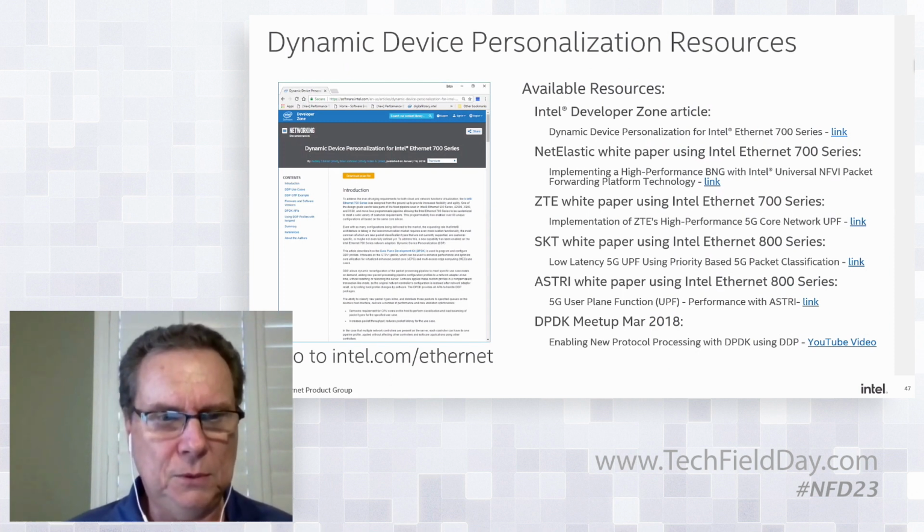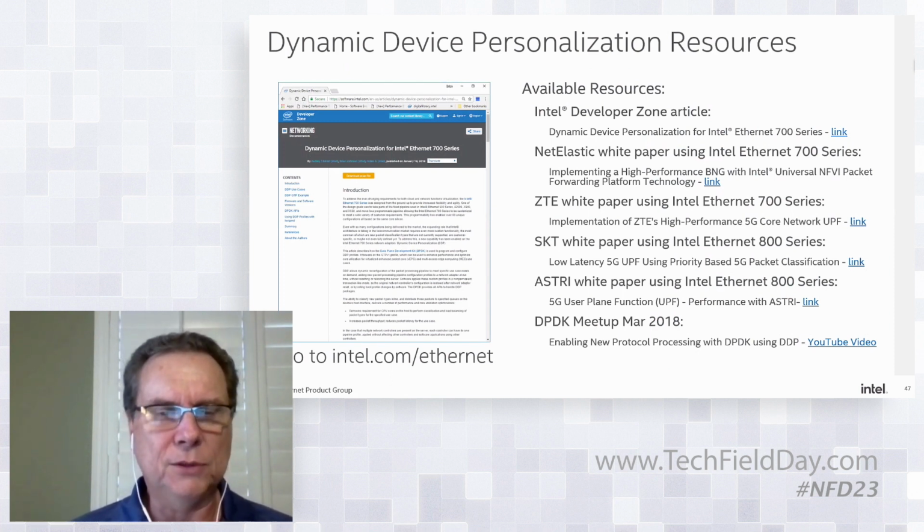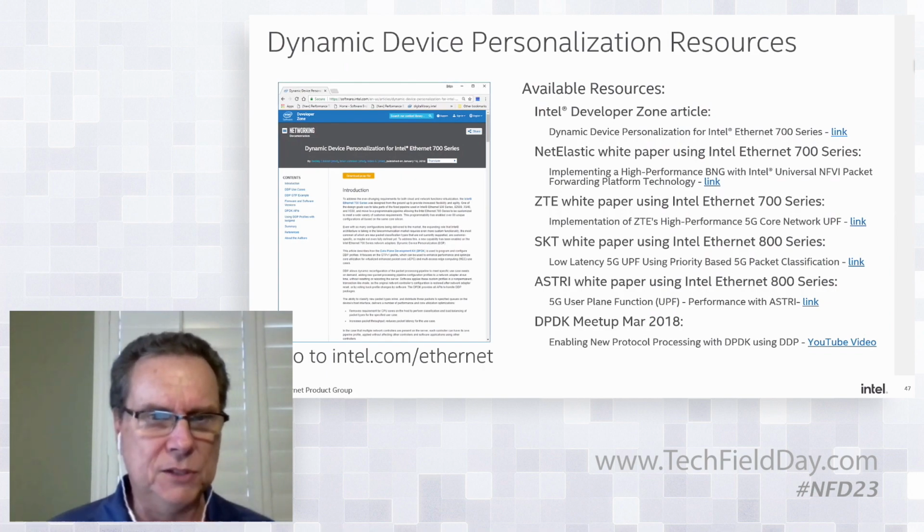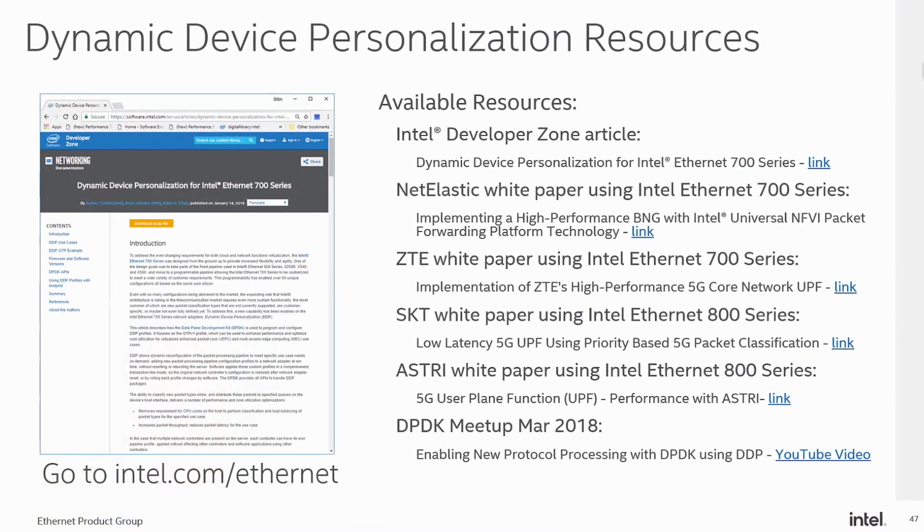And then finally, dynamic device personalization resources. If you go to intel.com/Ethernet, you can see some of these white papers. We're constantly expanding the list of information on DDP. So there's an Intel Developer Zone article, which is shown on the left here, which is a more in-depth technical deep dive into DDP with DPDK. Currently, we have a page for the 700 series. We're in the process of working on a new page for the 800 series.